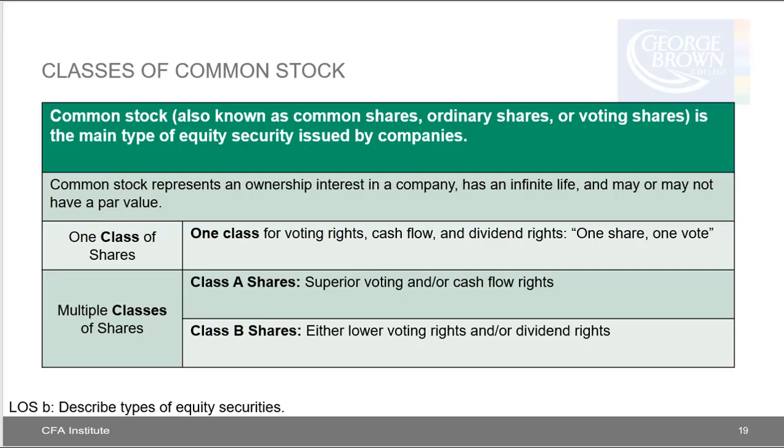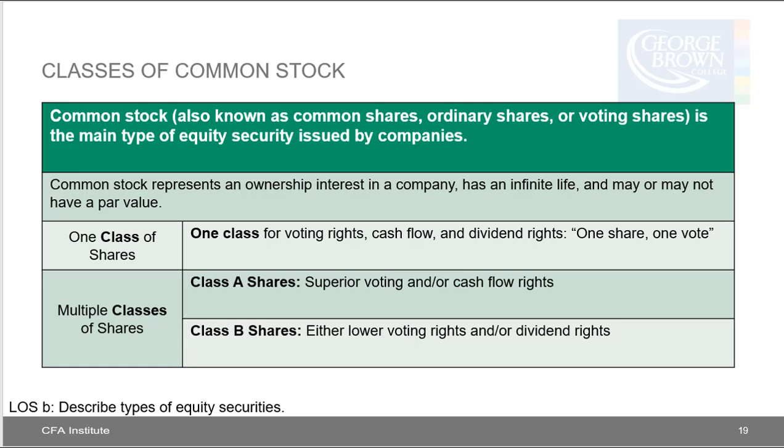So first, we're going to look at classes of common stock. Common stock, again, also known as common shares, ordinary shares, or voting shares, is the main type of equity security issued by companies. Common stocks represent an ownership interest in the company. Assets equals liabilities plus equity. Equity is ownership. It has an infinite life and may or may not have a par value.